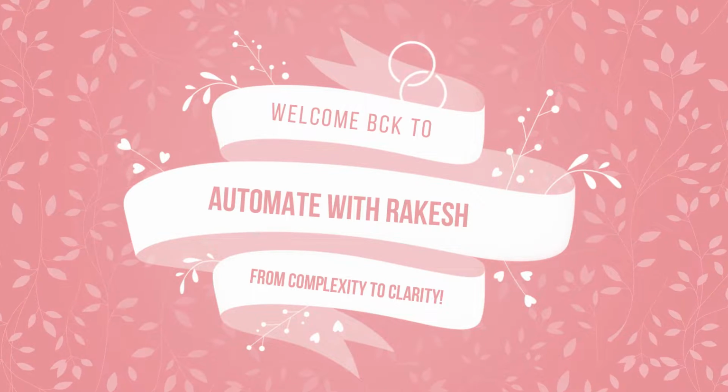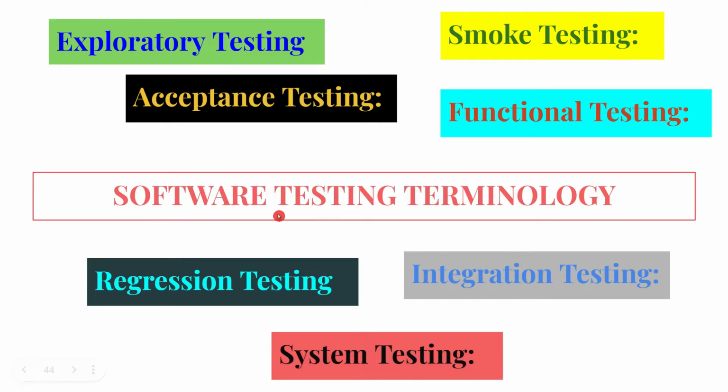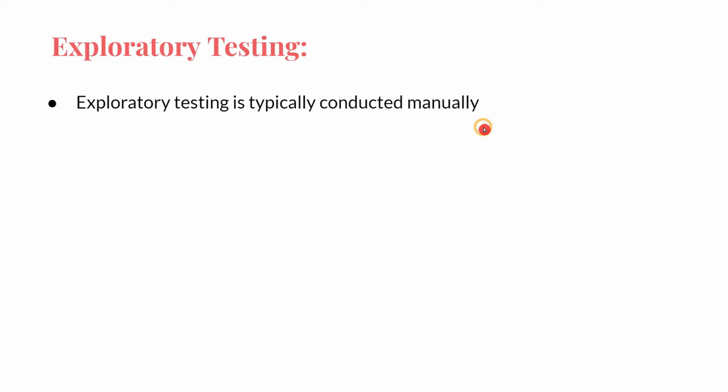In this video, we are going to learn about software testing terminologies. You might have heard about different terms in testing. For example, smoke testing, functional testing, acceptance testing, exploratory testing, regression testing, integration testing, system testing. What are all these? We will learn in detail. So let's get started. Now, the very first testing that we are going to learn is exploratory testing.